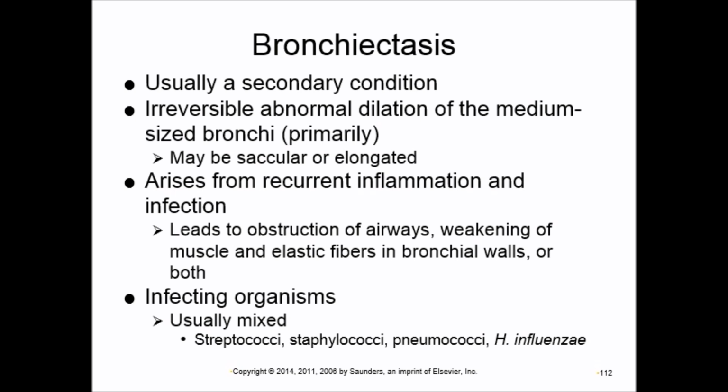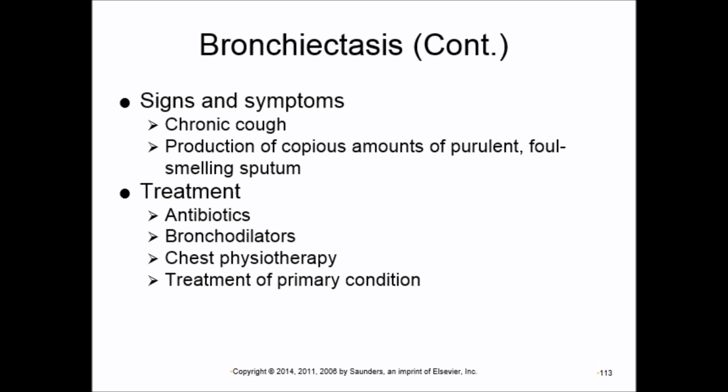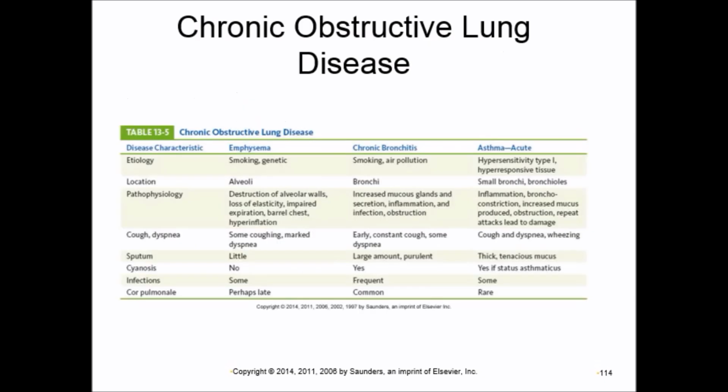Bronchiectasis is dilation, permanent dilation and damage of the bronchi. Bronchiectasis. And we talked about this, that it can give a large amount of sputum that smells bad, foul smelling. And the causative can be streptococcus, staphylococcus, pneumococcus, or influenza. And the signs and symptoms would be chronic cough, production of amounts that's foul smelling. Treatment is antibiotics, bronchodilators, and treatment of the primary condition.